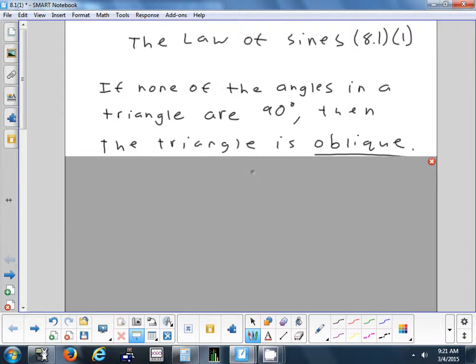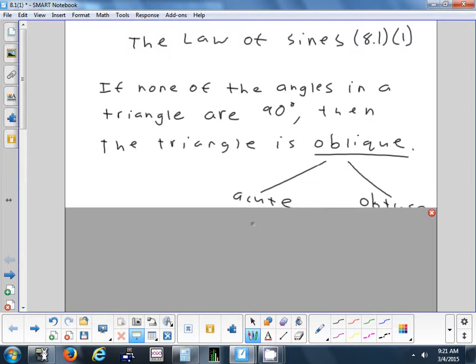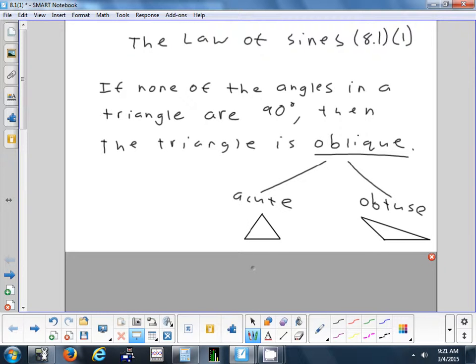What kind of triangles did we always work with when we did SOHCAHTOA and the Pythagorean theorem? You can only use that stuff with certain kinds of triangles. Right triangles. So we're going to start working with triangles that are non-right triangles. If you have that kind of triangle, that's called oblique. There's two kinds of oblique triangles.